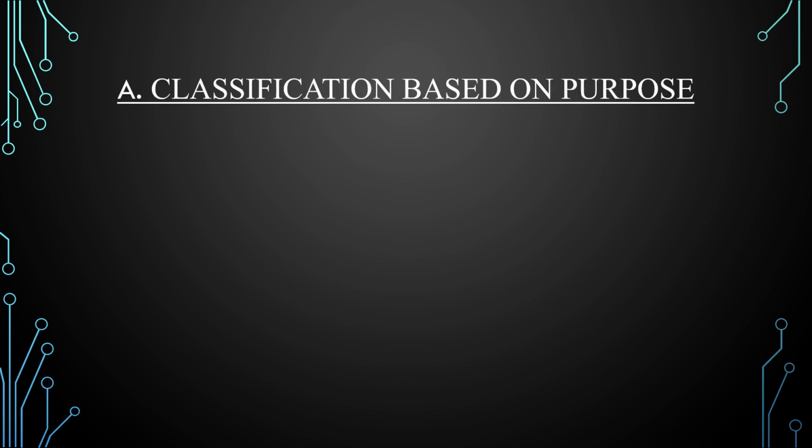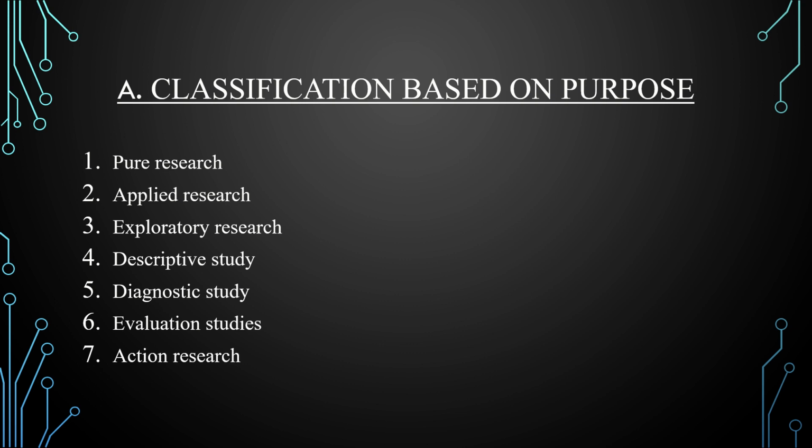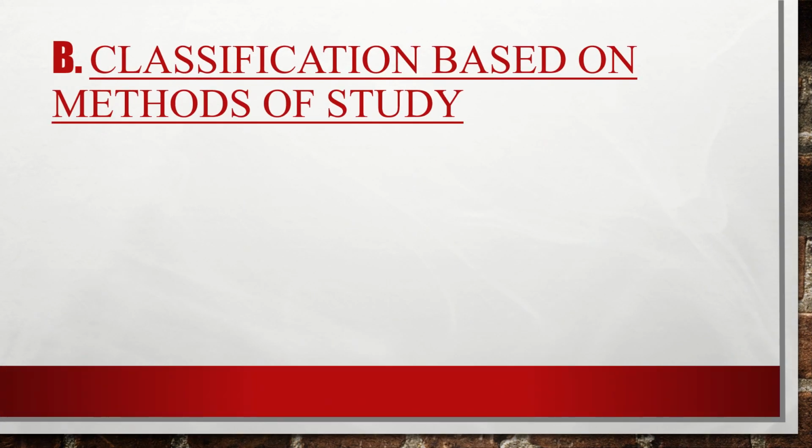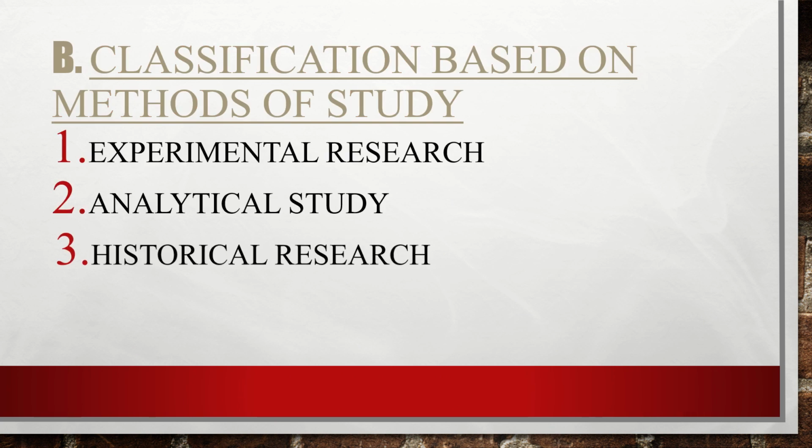Now in this topic, that is research methods, it's classified into two forms: classification based on purpose, and classification based on methods of study. Under classification based on purpose, the first one is pure research, then applied research, exploratory research, descriptive study, diagnostic study, evaluation study, action research. And the second form of classification is based on methods of study. Under that, experimental research, analytical study, historical research, and survey.